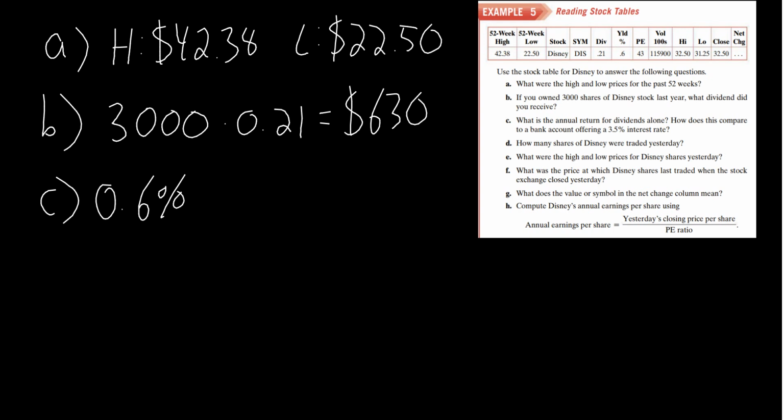So how does this compare to a bank account offering 3.5% interest rate? Well, we can think about this in two ways, right? Obviously, the bank account offering 3.5% interest rate is better than the 0.6%. But you also have to account for the fact that Disney is a stock. It can go up and it can go down, right? So if the Disney stock goes up even just a little bit, and I mean this isn't the exact math, but just bear with me, if it goes up 3% over the course of a year, then you're already making a lot more than you are with that savings account.